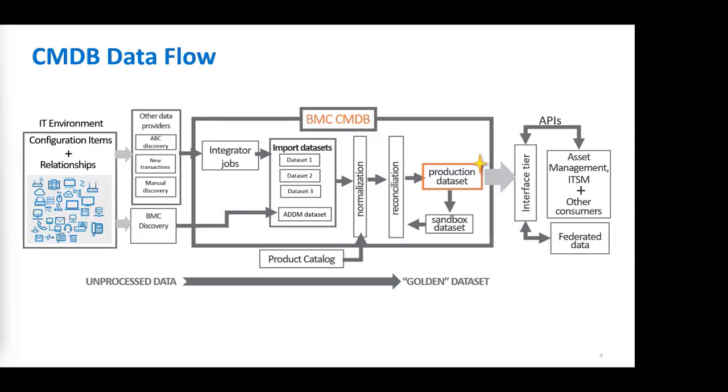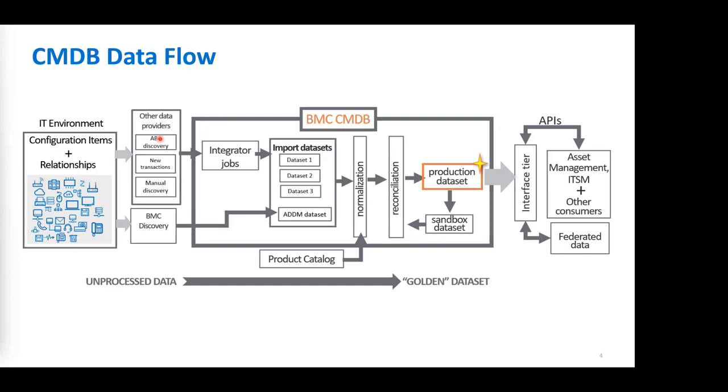So this is how a basic data flow will look from start to end within CMDB. For example, at the start, you have your IT environment here, right? All your hardware, software, servers, and any other configuration items are available here. Their relationships between them are also there, right? You may have a discovery tool, for example, BMC Discovery. It is discovering all these CIs and pushing them to the CMDB. Since it is our own integrated product, the integration is easier, where BMC Discovery directly pushes that data to a dedicated ADDM dataset in CMDB.